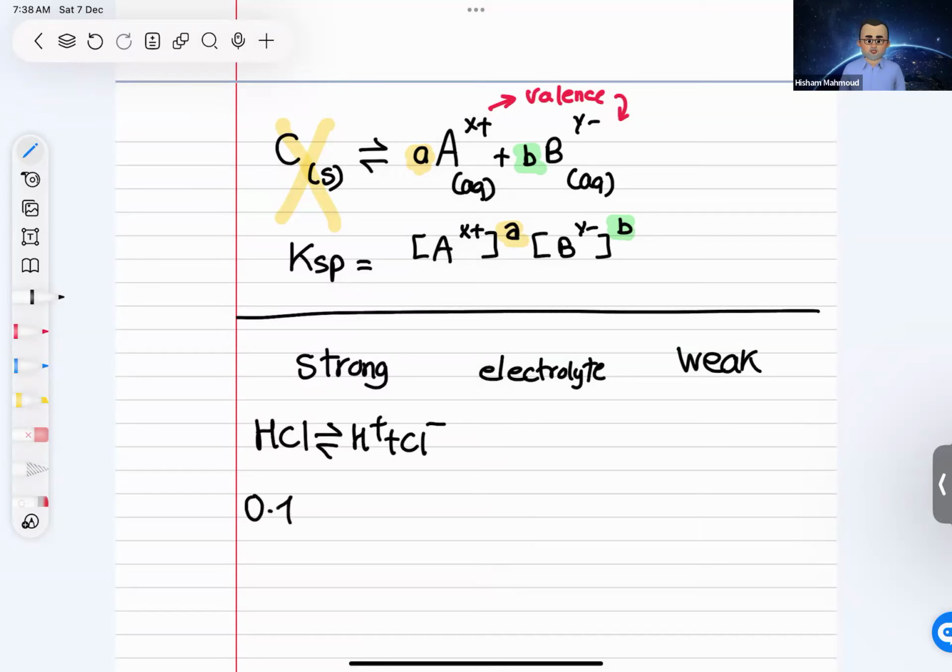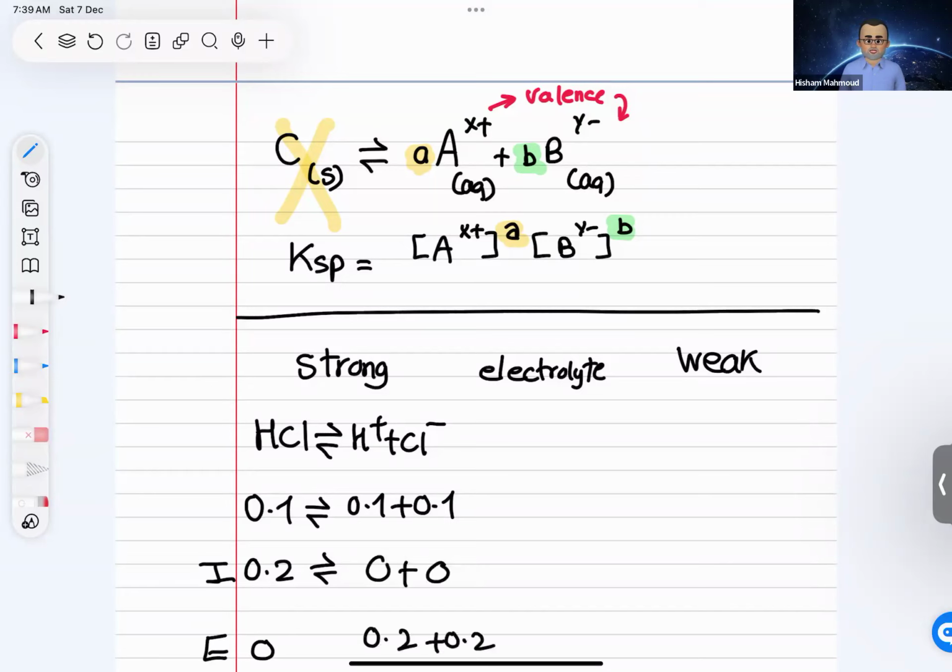So 0.1 moles dissolve to form 0.1 moles of each, 0.1 molar. And if I have 0.2, it will also break down into 0.2 plus 0.2. So the whole amount will be dissolved. The initial amount is 0.2 and the final amount will be 0, because all the amount will be broken down. And the initial amount of the products is 0 and 0, which will become 0.2 and 0.2.